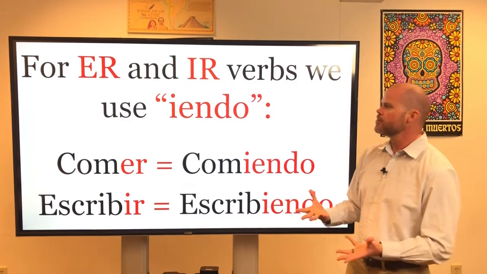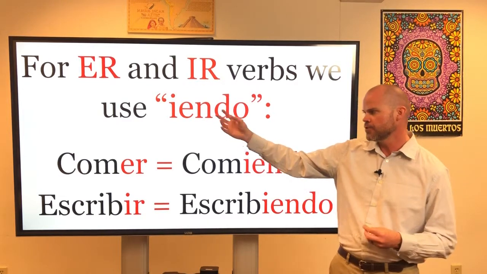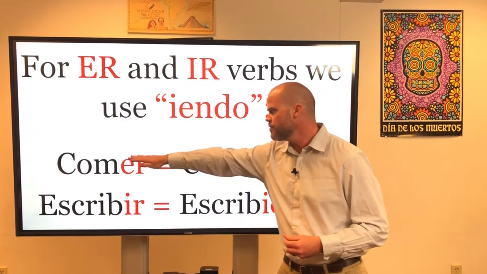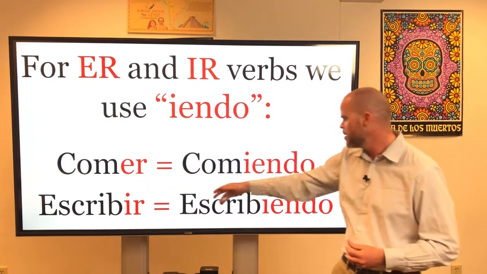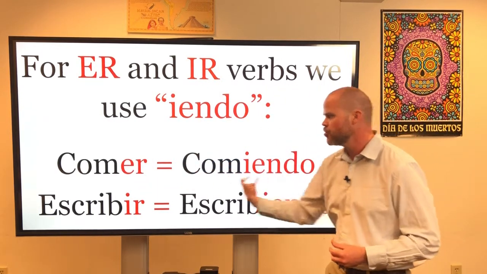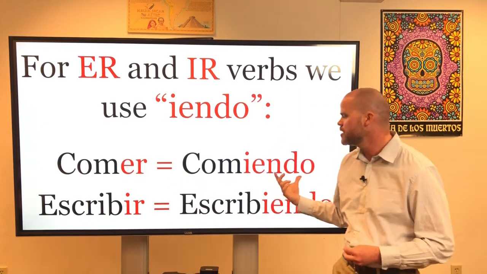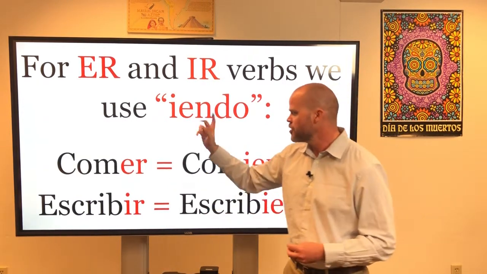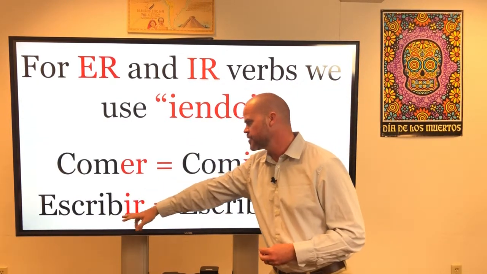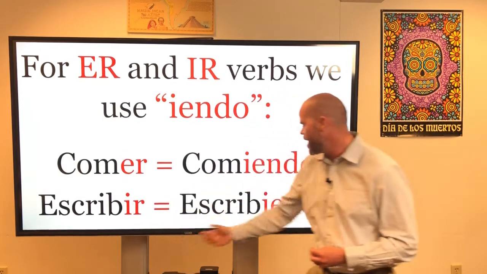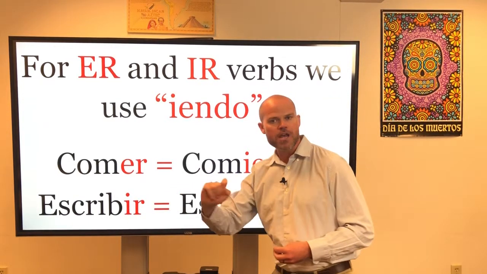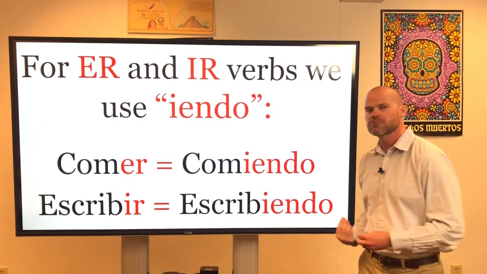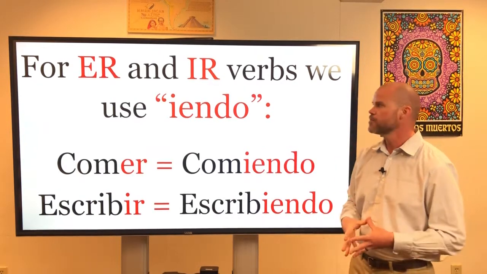For ER and IR verbs, we use -iendo. So we start with the infinitive, take off the ER in this example, and we add -iendo to get comiendo. Comer is to eat, comiendo is eating. Same with IR verbs. We start with the infinitive, escribir, take off the ending, and add -iendo. So escribir is to write, escribiendo is writing, the -ing in English.